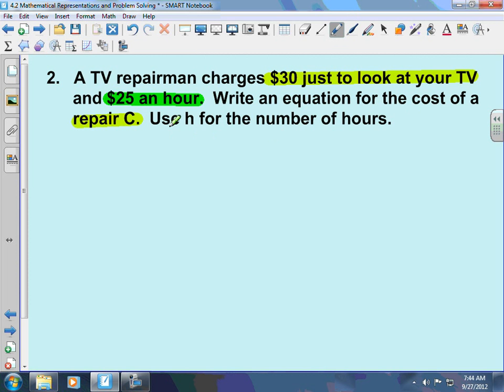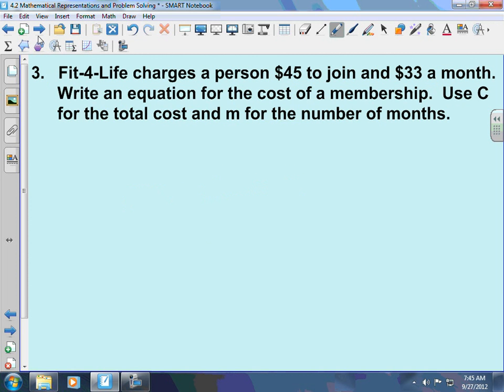Write an equation for the cost of a repair, C. C is your cost of repair. Use H for the number of hours. Okay, this should have been very easy. I'm going to have 25H plus 30 equals C. It's that easy. This is exactly the same.